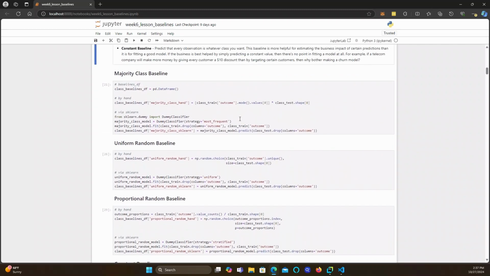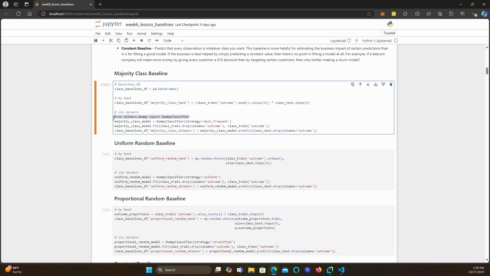Majority class baseline. Remember, this is where we predict that everybody is in the most common class. To do this by hand, I have a list comprehension here. If you're not sure what that means, go ahead and Google it. I'm going into the class train data frame, the training data, getting the outcome, which is the target feature, and then using the dot mode, and then value 0. This is going to give me the most common class. Then I'm just using this times the test shape, so just predicting that everybody's in the most common class.